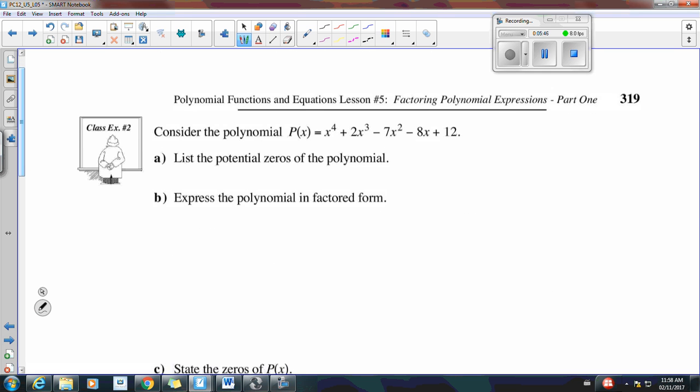Okay, so now we're considering the function x to the 4 plus 2x cubed minus 7x squared minus 8x plus 12. So all the potential zeros are all the factors of 12.